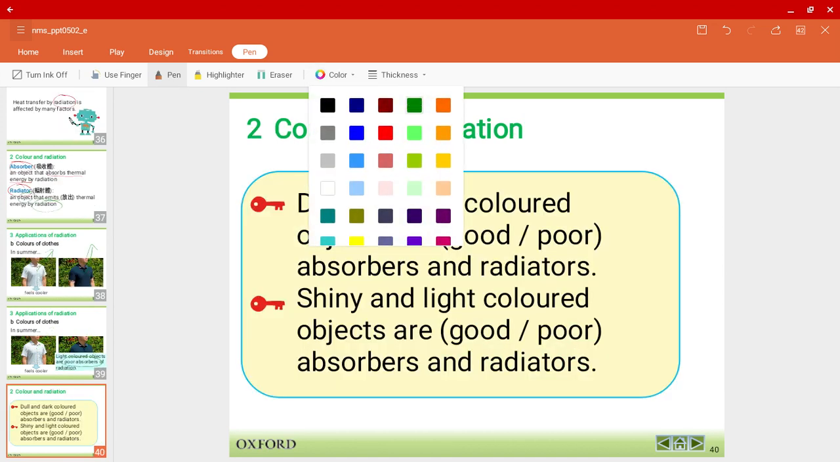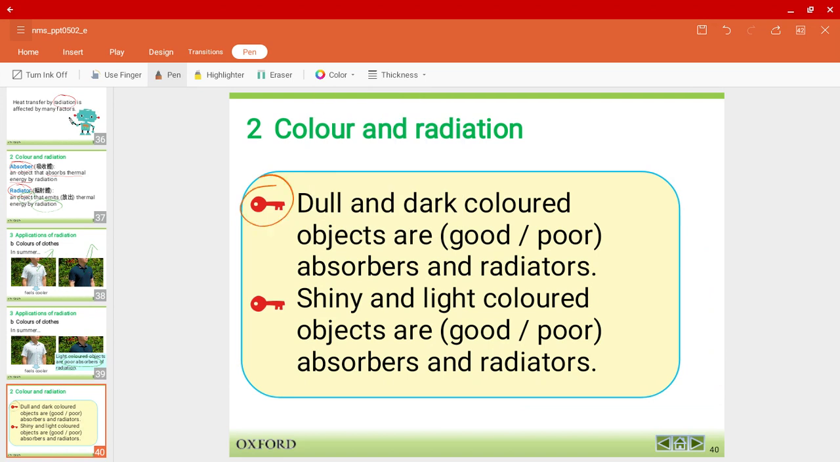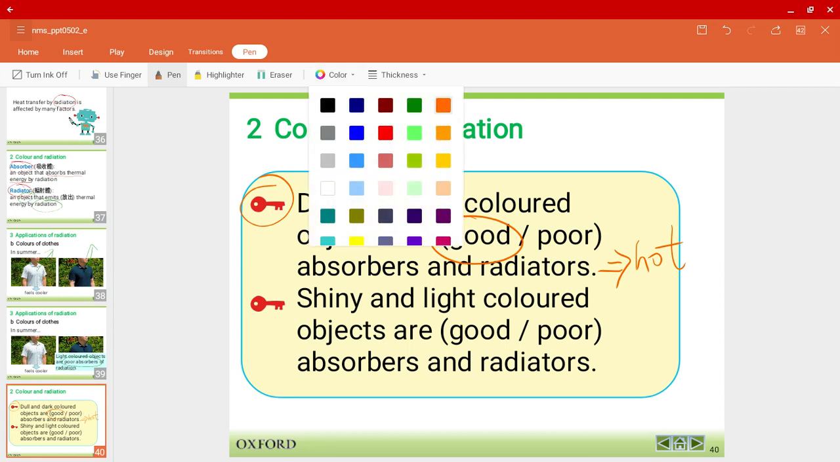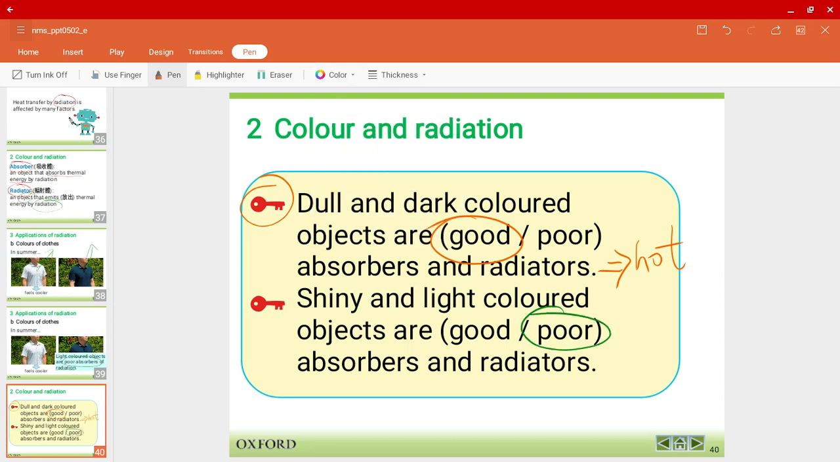So based on this, let's conclude: dull and dark colored objects are actually good absorbers and radiators, and that is why we do not wear them. We tend to not wear shirts that are dark colored. Okay, you'll feel hot due to that. Shiny and light colored objects are actually poor absorbers and radiators. Okay?